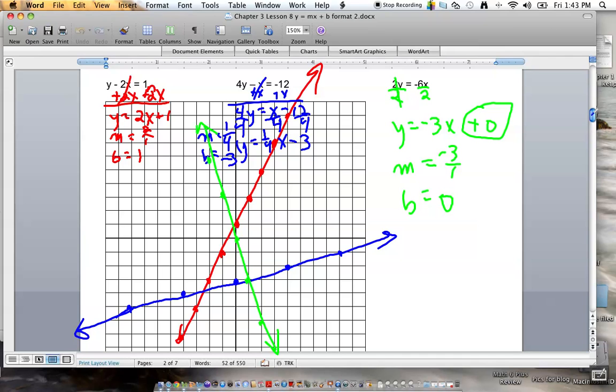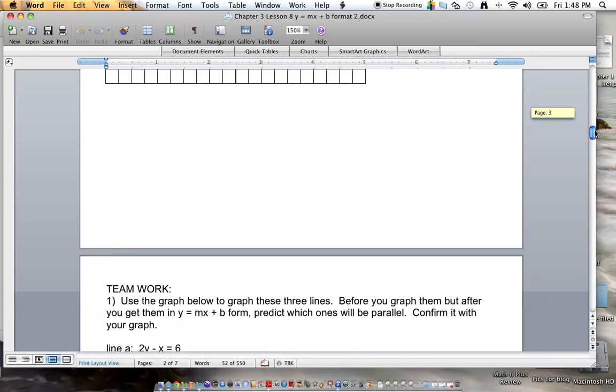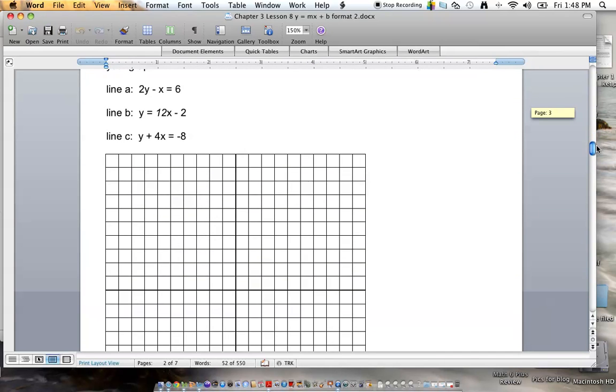Okay, listen, this is the whole package. Nothing in the chapter is harder than this. So if you can do this, you can do anything in this chapter. Okay, no, we're not done. I've got 3 more for you to graph. Go ahead.